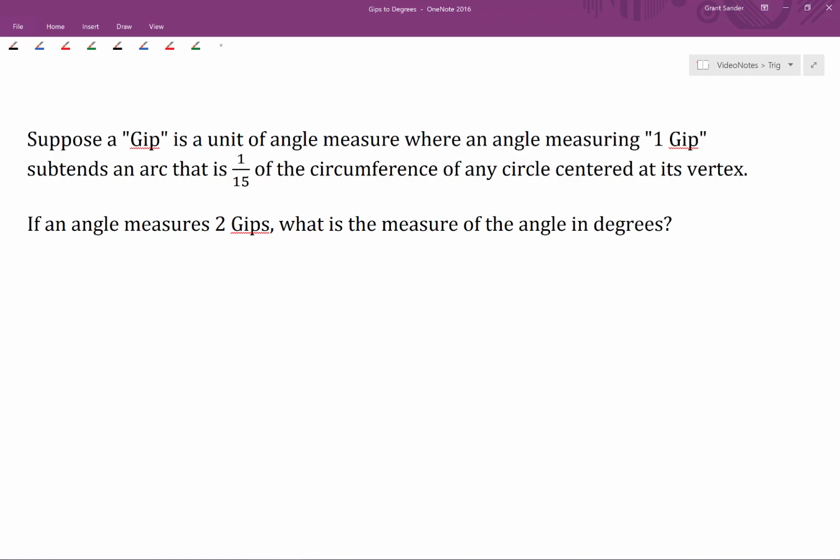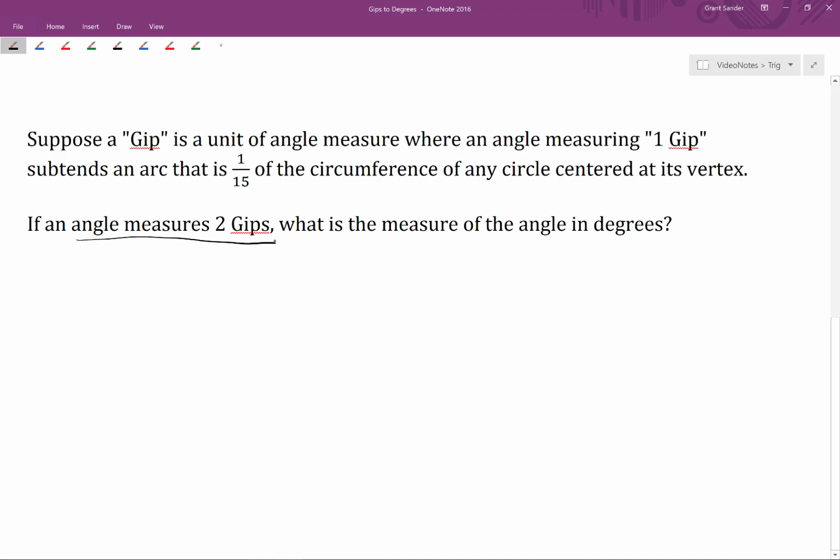In this video, we're going to think about converting between two different units of angle measure. So suppose a gip is a unit of angle measure where an angle measuring 1 gip subtends an arc that is 1/15 of the circumference of any circle centered at its vertex, which means that there are 15 gips in one full rotation.